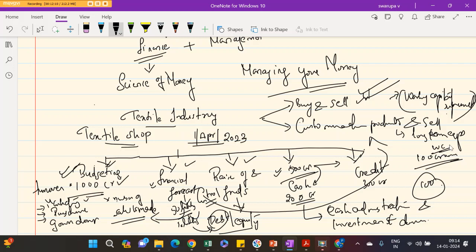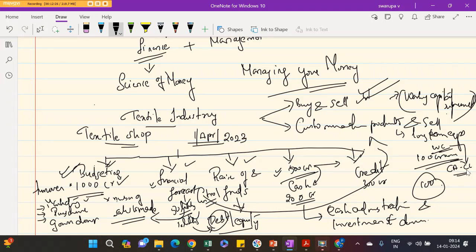Working capital, I guess you know what is working capital. I'll just explain it also. Working capital is current asset minus your current liability. It is the cash that is required for the day-to-day working of the business.